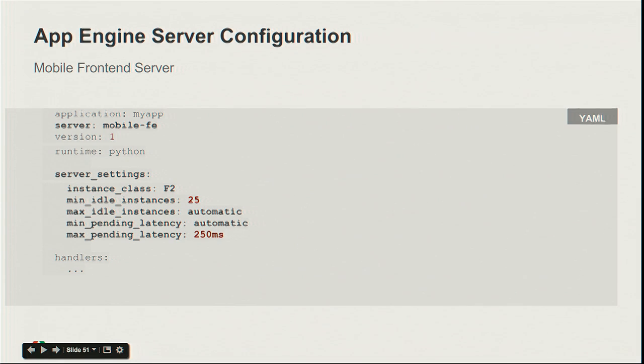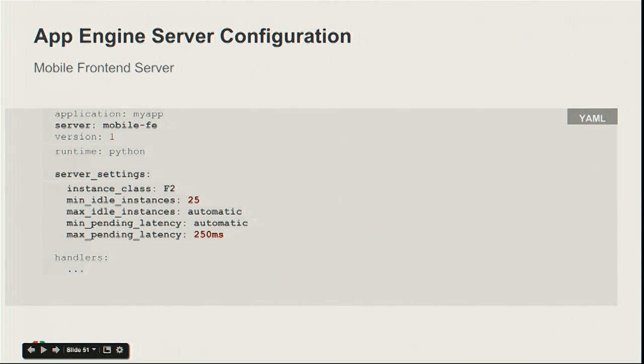So you can see here this is in app.yaml, but there will be the equivalent in the App Engine web XML. And you can see here, though, that there's a new field called server, and this is my mobile front end. We're going to have also a new section called server settings. And so you can see here it's exactly the same settings that we had in the admin console.